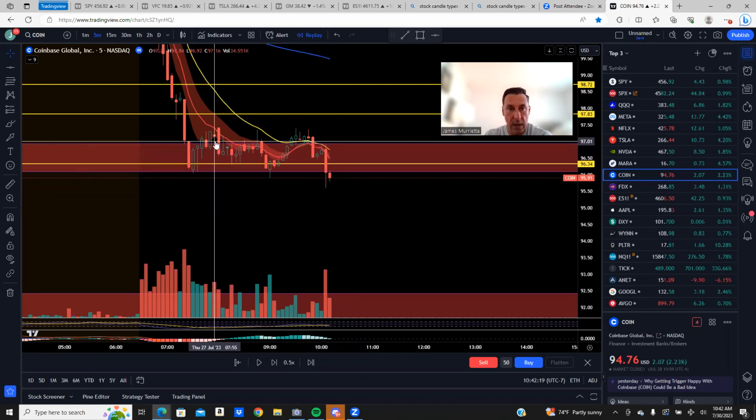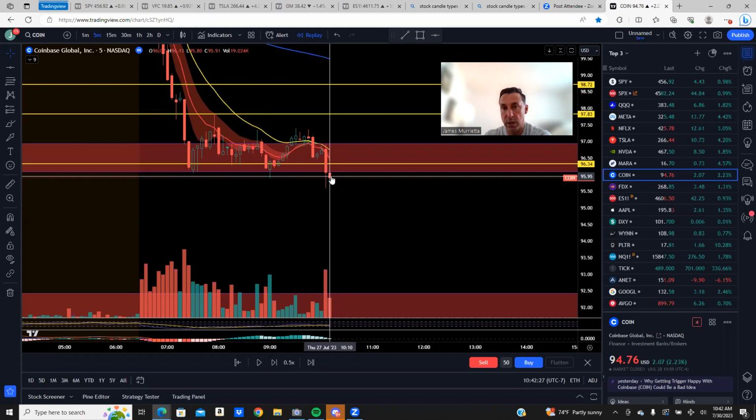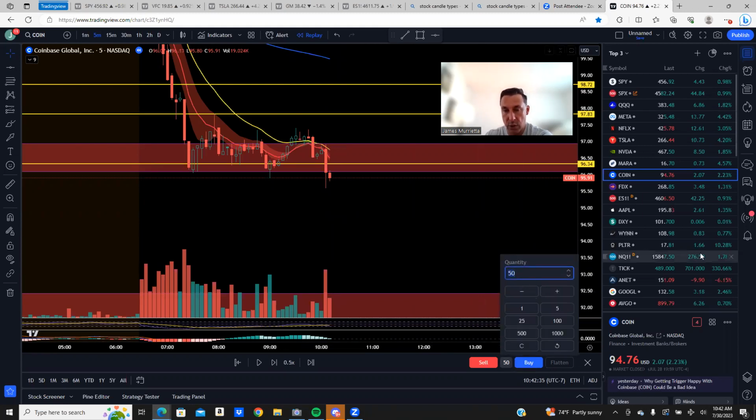As you can see on these candles, we couldn't get the breakout up here in this upper supply area. And now we're getting the breakout towards the lower part of the supply area. So here's going to be my entry. Let's go ahead and put in an entry.